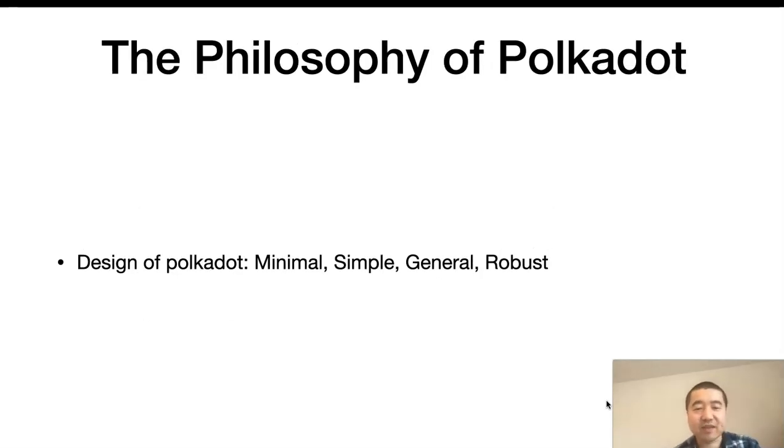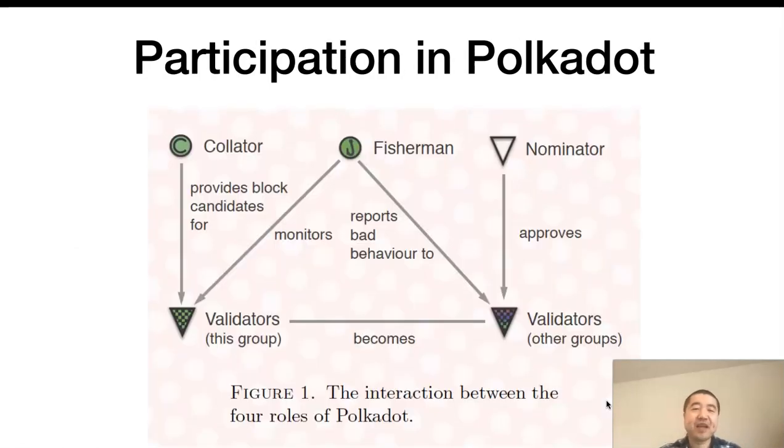So the philosophy of the design has 4 points: minimal, simple, general, robust. When they designed the Polkadot, they tried to make it simple and general. So it's kind of a protocol, a framework for the other chains. You can add them to the framework. I think that probably will make sense, and then they will handle all of those securities for the other chains. So this is kind of the important picture for us to understand the Polkadot.